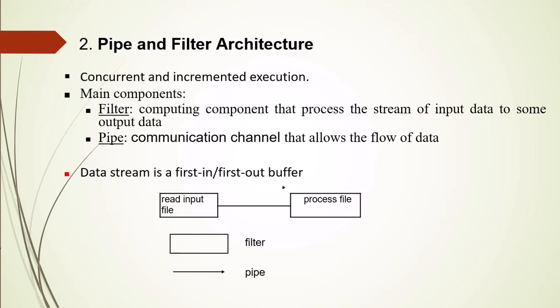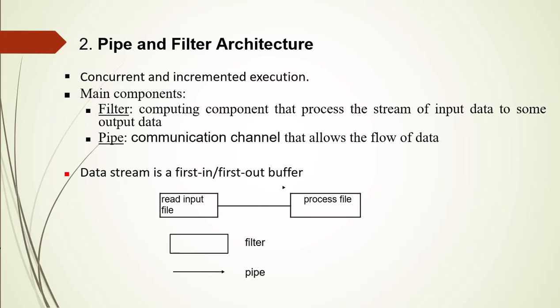Now let us discuss the pipe and filter architecture. Concurrency and incremental execution are the advantages. What is a pipe and what is a filter will be discussed shortly. But here two or more subsystems can work in parallel, and incremental execution, meaning execution in increments, is also possible.